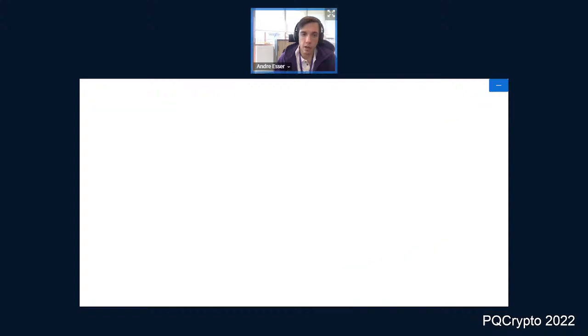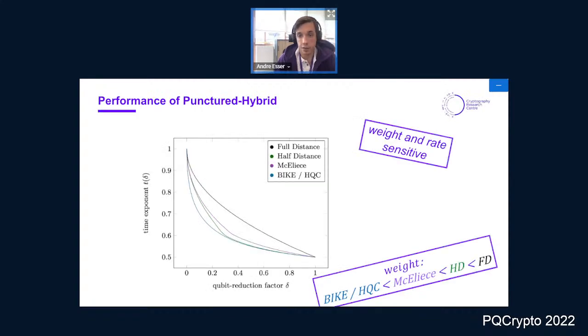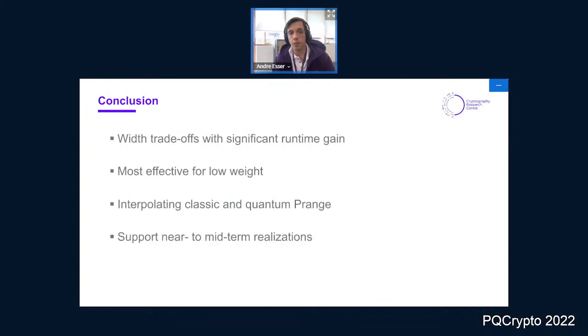So in summary, it's weight and rate sensitive, and we give trade-offs which still obtain significant quantum gains, and they are most effective for low weight. They give a continuous interpolation between the classical and the quantum version of Prange's algorithm, which supports near and mid-term realizations. Thank you very much, and the paper is online if you want the details.